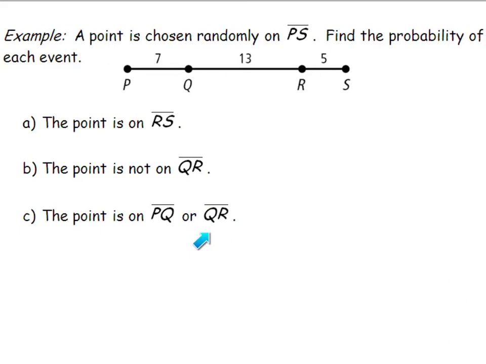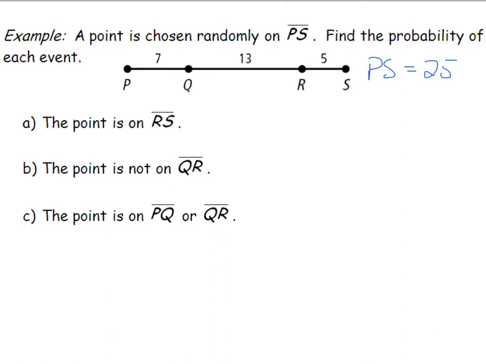The first thing before I get started, it's nice that they've labeled PQ and QR and RS for me, but I do want to figure out what the length of PS is. So quickly, if I take 7 plus 13 plus 5 and add it all up, I know the length of my segment PS is going to be 25. That'll end up being extremely helpful for us later on because that is our sample space, all the points in our line segment.